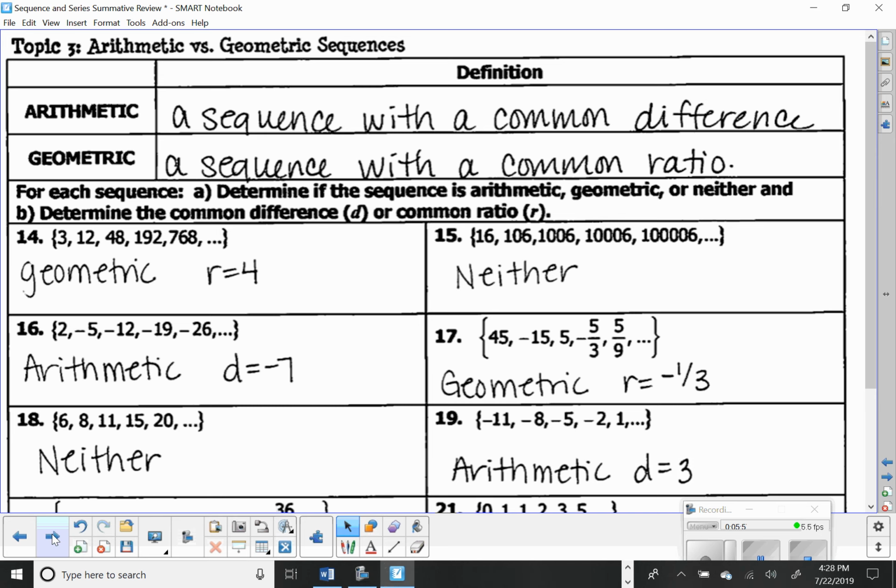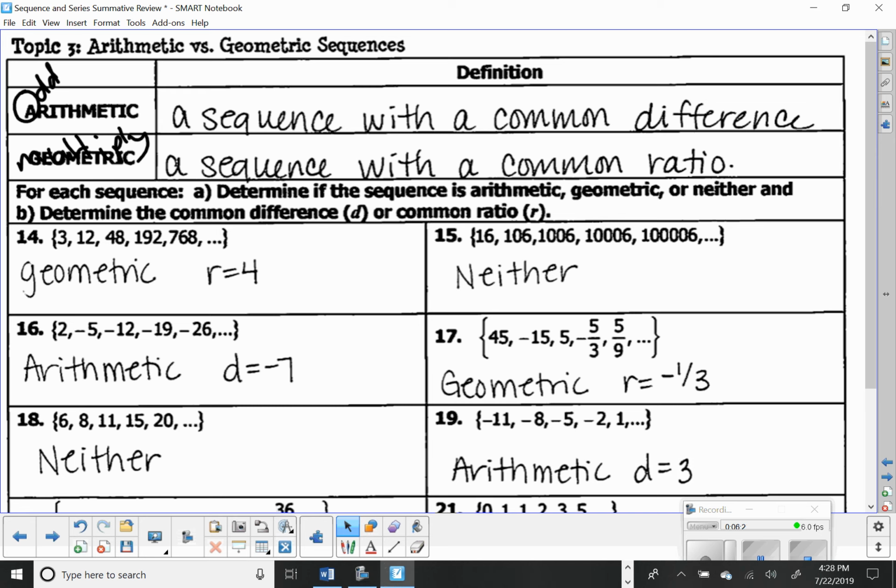Topic 3. Arithmetic versus geometric sequences. In arithmetic, you add. Okay? Geometric, you're going to multiply. You've got a common difference and a common ratio. For each sequence, determine if it's arithmetic, geometric, or neither. Well, that's the first thing.